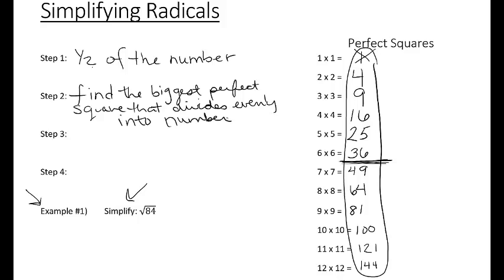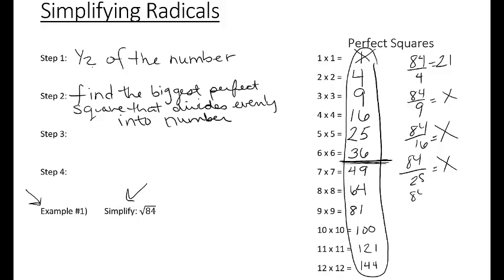So this is where we need to have that calculator present, because basically we're trying to test 84 divided by 4 and see if it works out to an even number, which I think it does, 21. 84 divided by 9. And I don't think that works out to an even number, it doesn't work out evenly, it has a decimal. 84 divided by 16. I don't think that works either. 84 divided by 25. And that doesn't work. 84 divided by 36. That doesn't work.